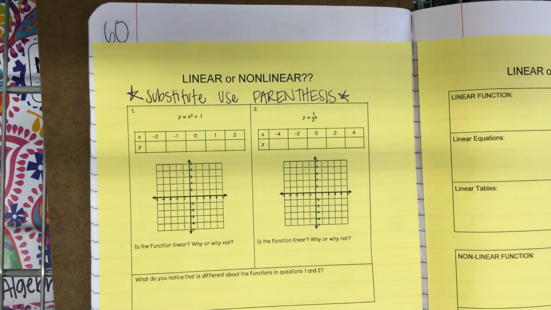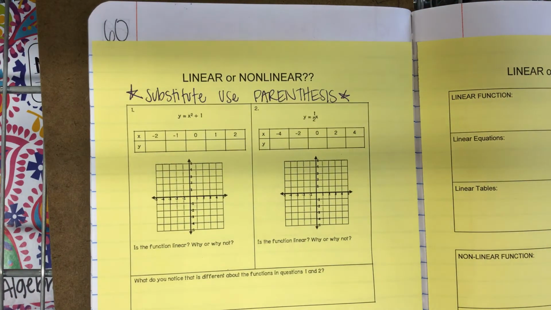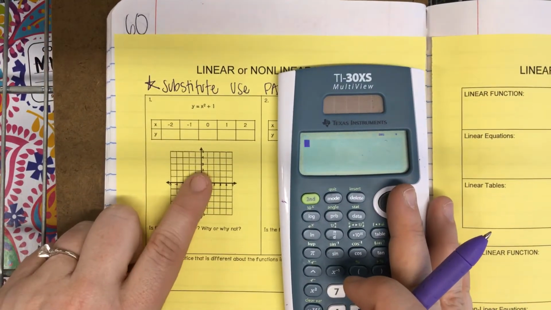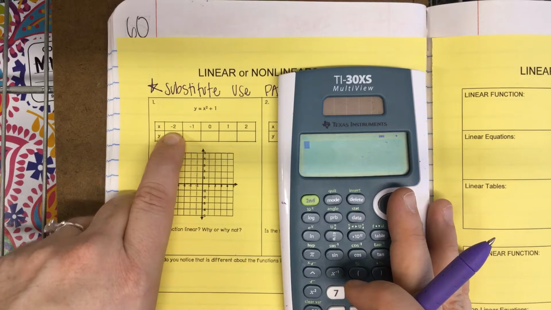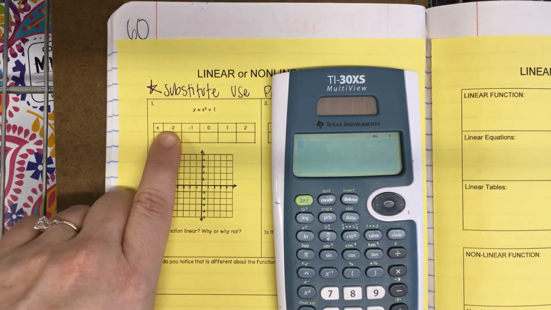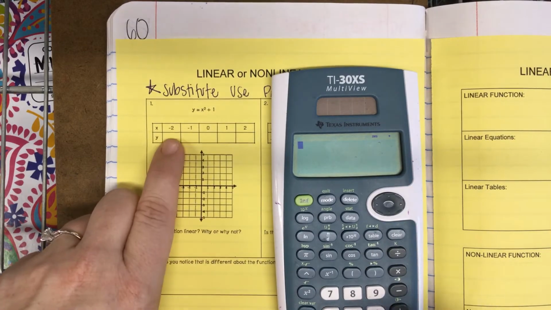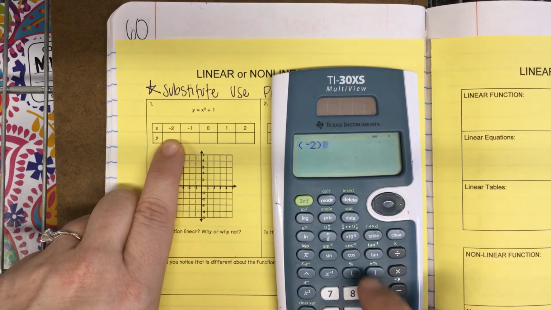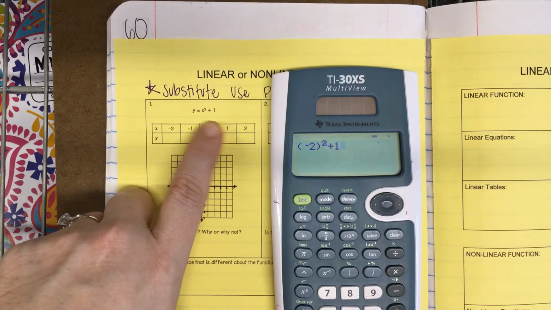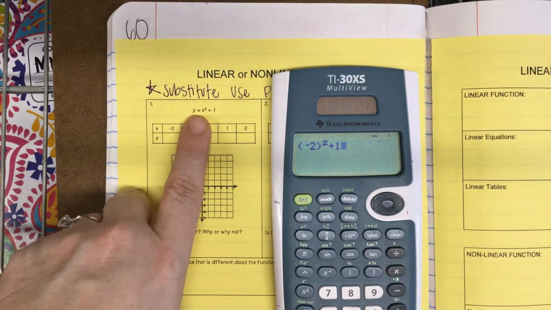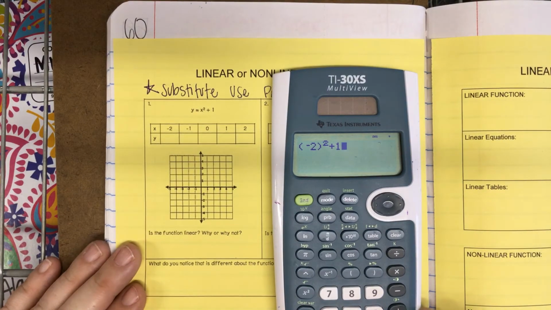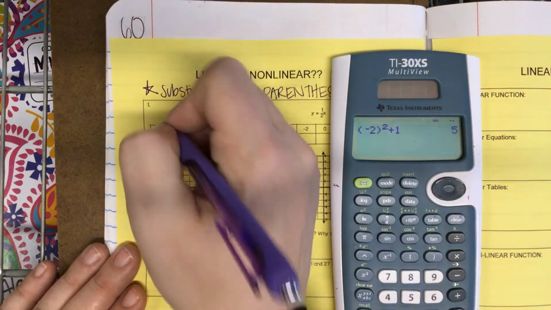So here we go. Grab your calculators. And we're going to fill in this table and then we're going to graph it. So instead of the x value, I'm going to substitute up here -2. So my problem says x squared plus 1. So I'm going to do (-2) squared plus 1. I'm using my parentheses, especially when there are negatives and I'm substituting. What do you get as your answer? 5.